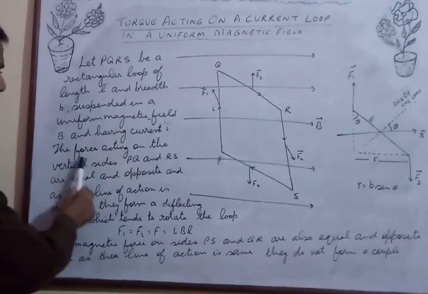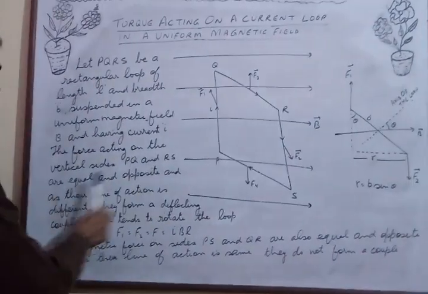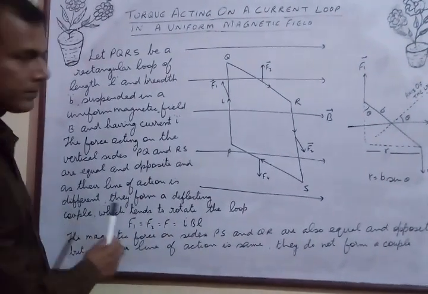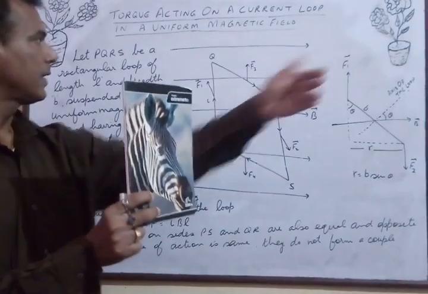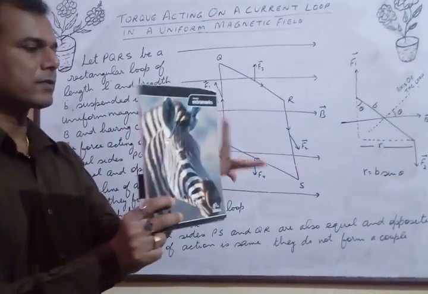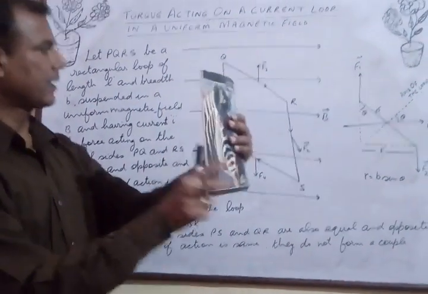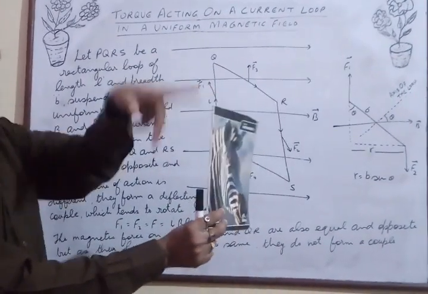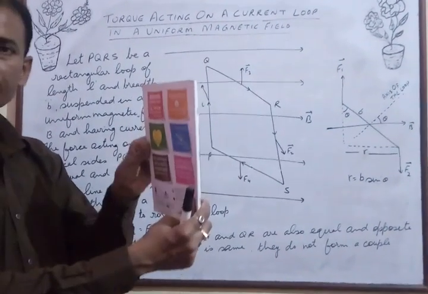The forces acting on the vertical sides PQ and RS are equal and opposite, and as their line of action is different, I am explaining with that. Suppose this is a rectangular coil, and this is the direction of the magnetic field, and this is side PQ. The direction of force is like this. The direction of current along RS is downward, so the direction of force along RS is acting this side, and along PQ is acting this side. So this will form a couple.